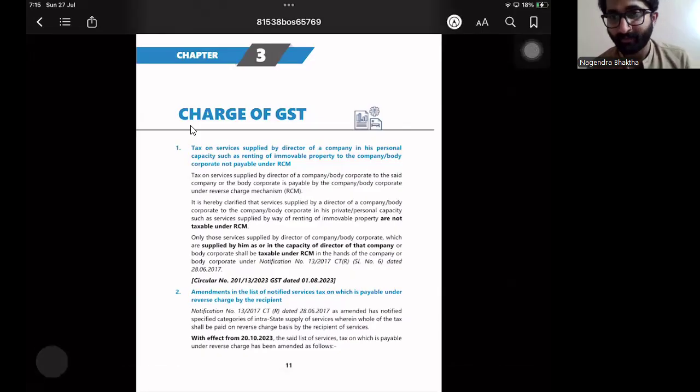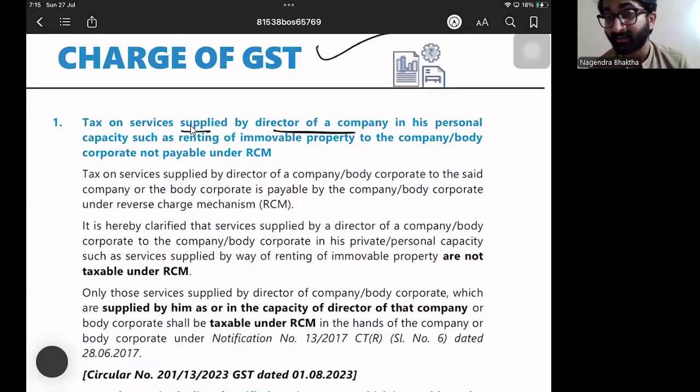Now the next amendments that we are going to study are from the Charge of GST chapter. Don't worry, all these amendments we have discussed in the classroom. I'm just going to remind you what they are. Tax on services supplied by a director of a company: if it is related to director services, then it is RCM. For any other services, RCM is not applicable.